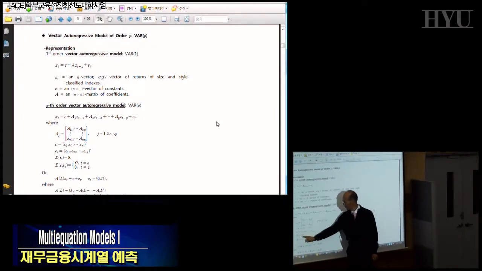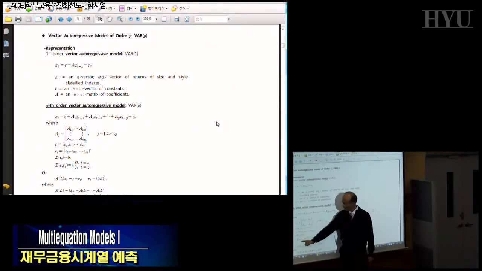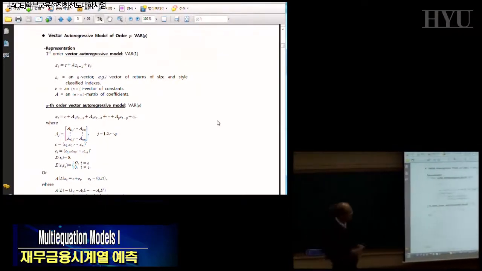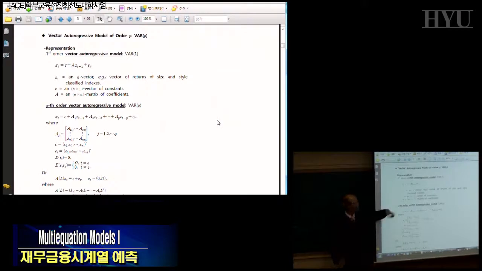Usually, the expected value of these residuals is, as usual, 0. And the covariance matrix is omega. Okay, omega. When t and s are the same, we call this covariance matrix the contemporaneous covariance matrix. And if t and s are different, we usually assume that the covariance is 0. Okay. So the simplest case is when p is set equal to 1. Okay. So this is the example of VAR(1). Okay.